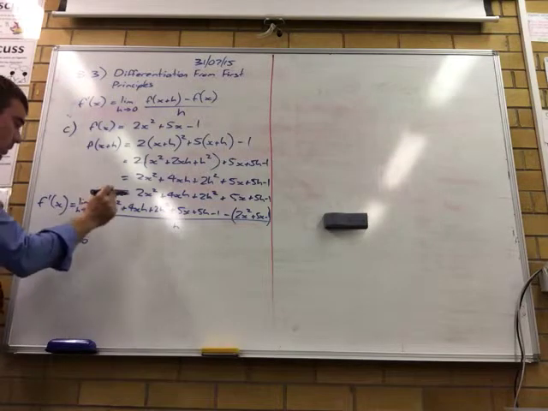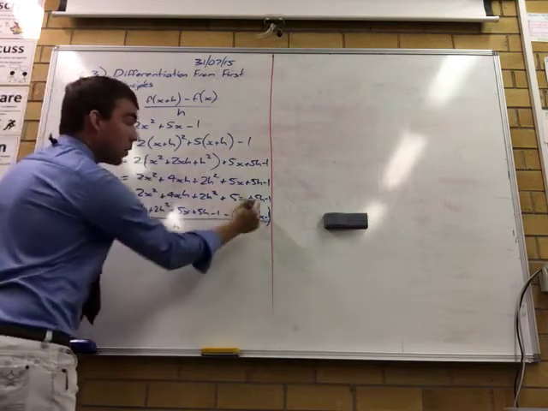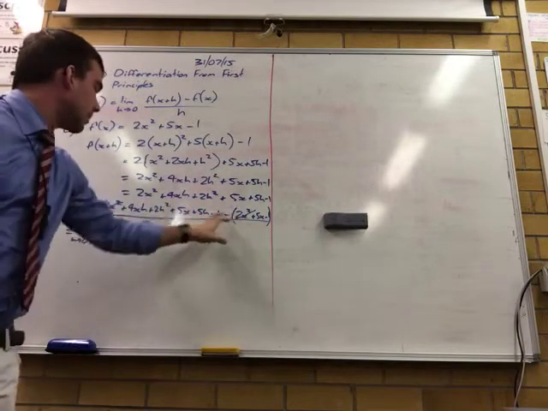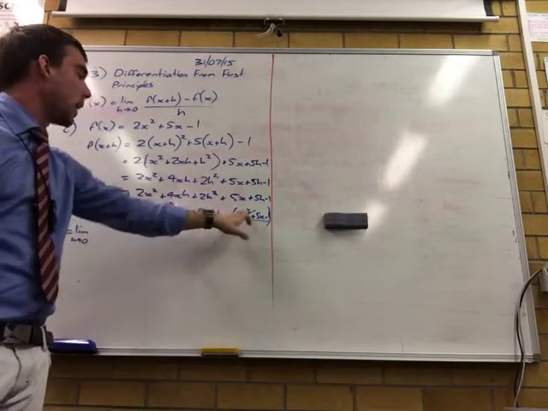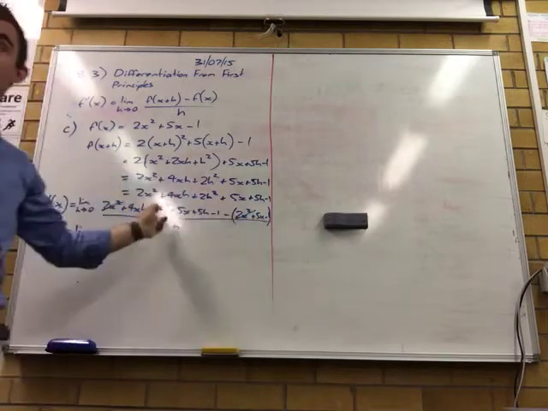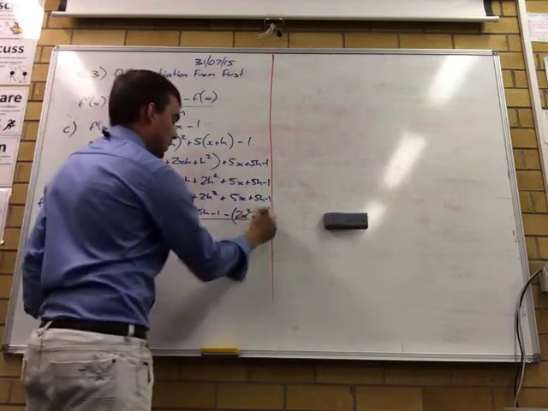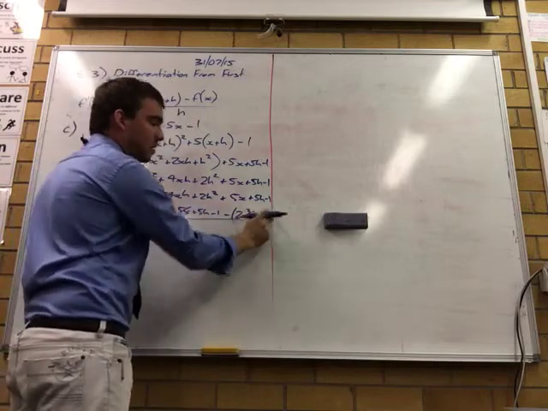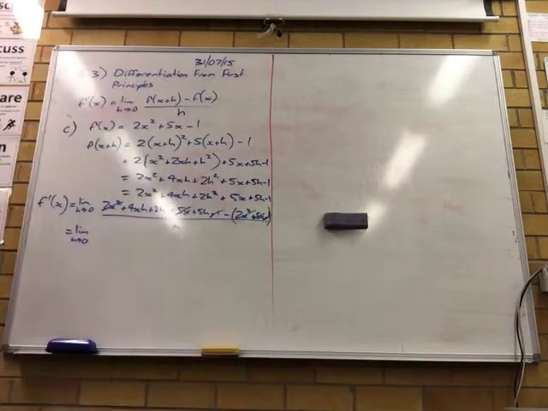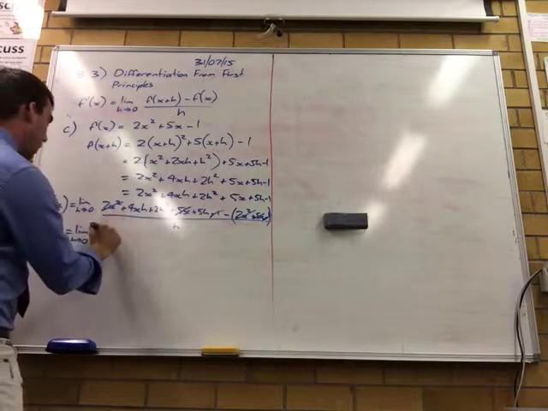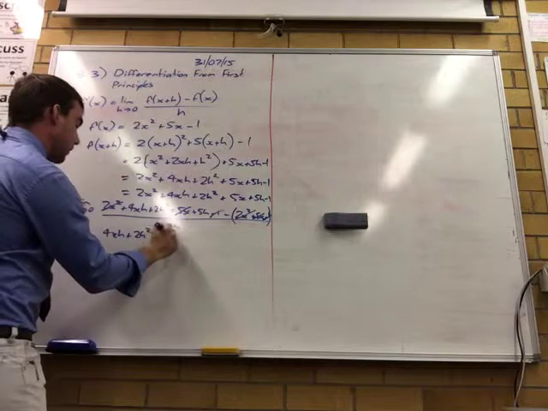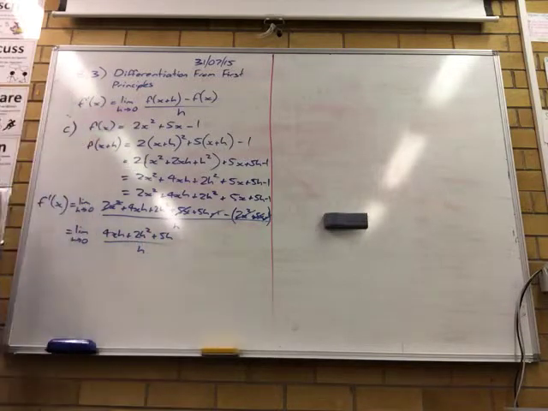Right, so 2x squared, take away a positive 2x squared will give you 0x squared. Positive 5x, take away a positive 5x. Okay, so you've got 5x take away 5x, which is 0. Negative 1, take away a negative 1, so it becomes a negative 1 plus 1. So they'll cancel, so that's what will happen most times. And everything else involving h's: 4xh plus 2h squared plus 5h all over h.